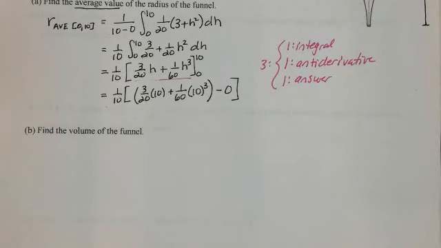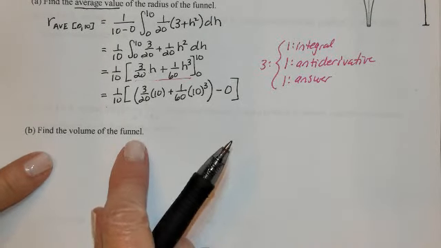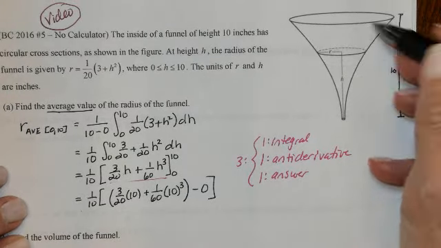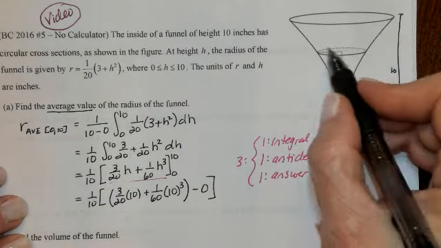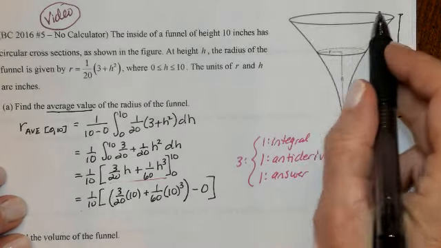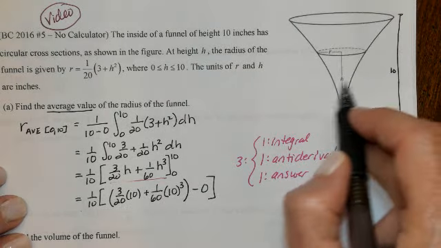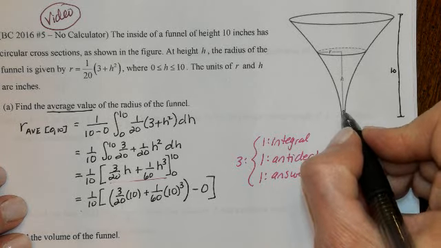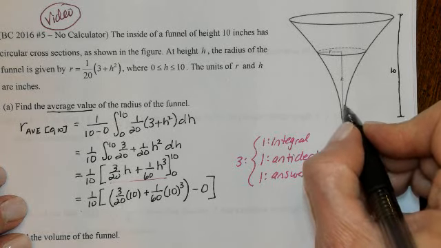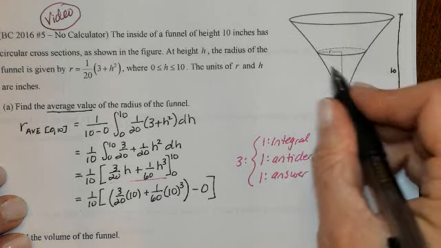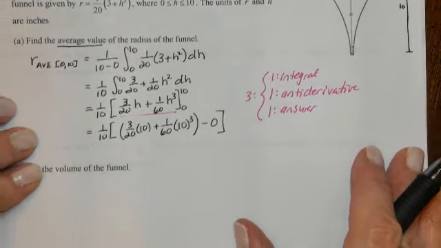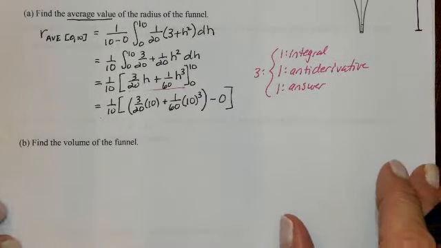Okay, next up we're going to find the volume of the funnel. The volume of the entire funnel. We know an equation to find R up here, and R all along here. So it would be nice if we could start down here when h is 0 and add up all of the areas of all of the circles. That's exactly what we're going to do in an integral.